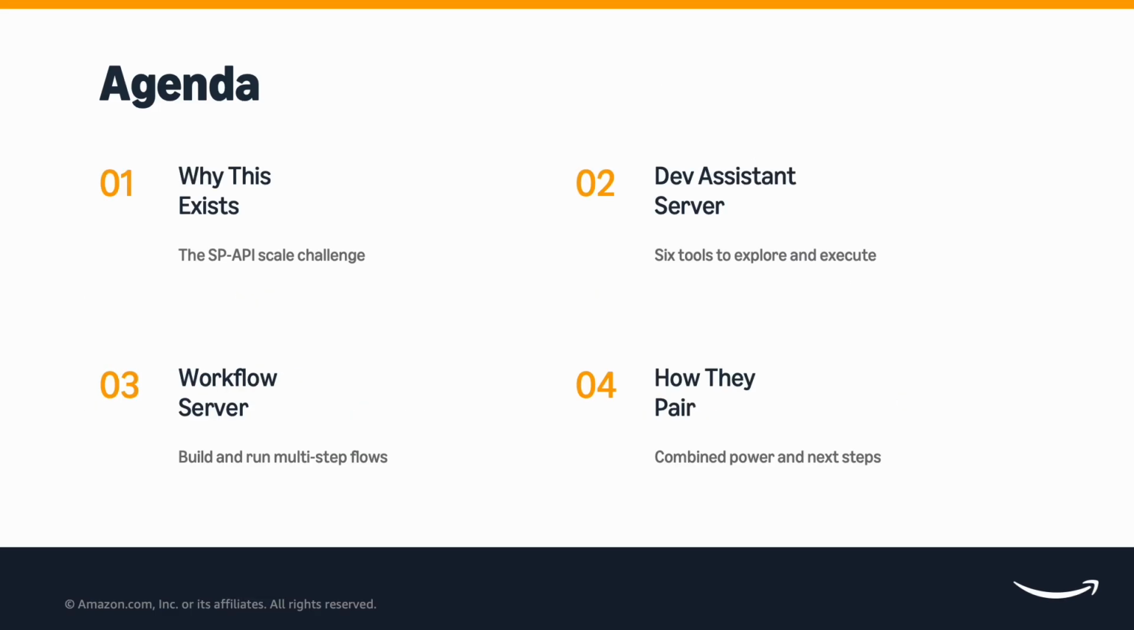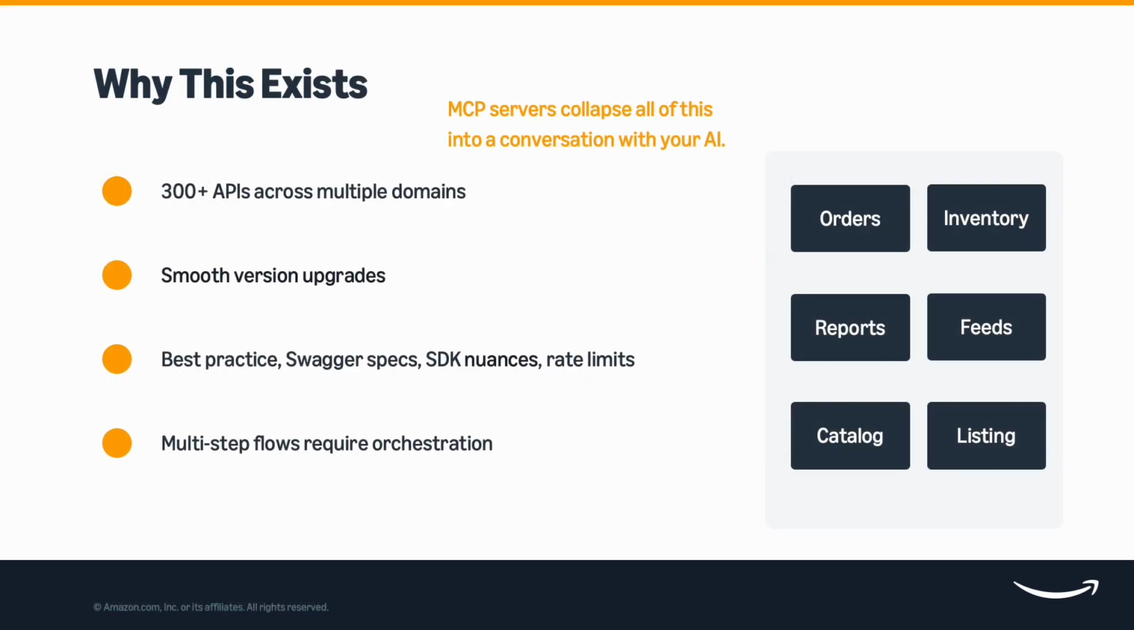Here's what we'll cover. First, I'll explain why we built this, the scale challenge. Then we'll dive into the two servers, the Dev Assistant for exploring and executing APIs, and the Workflow Server for building multi-step flows. Finally, I'll show you how they work together. So, why does this exist?